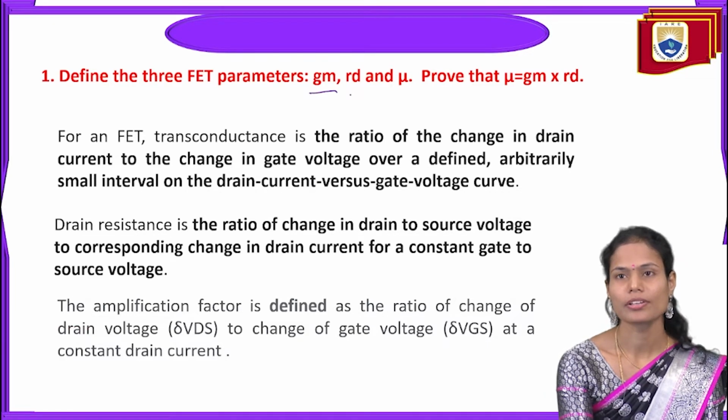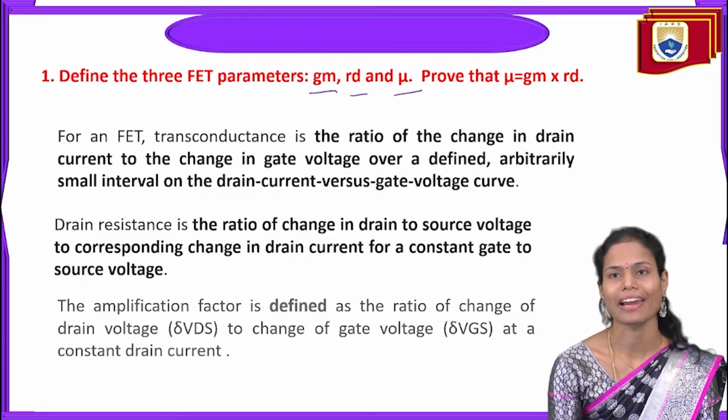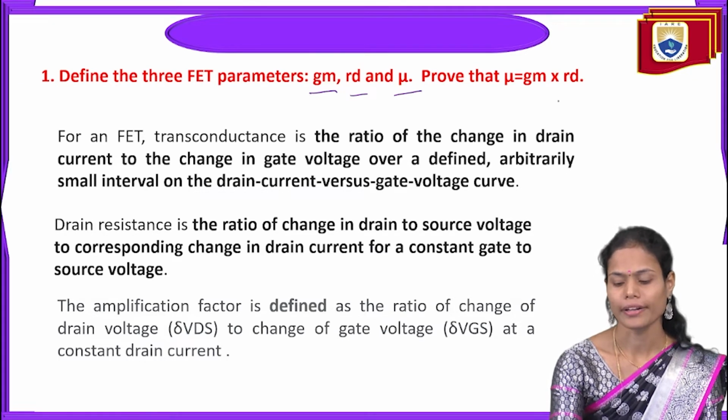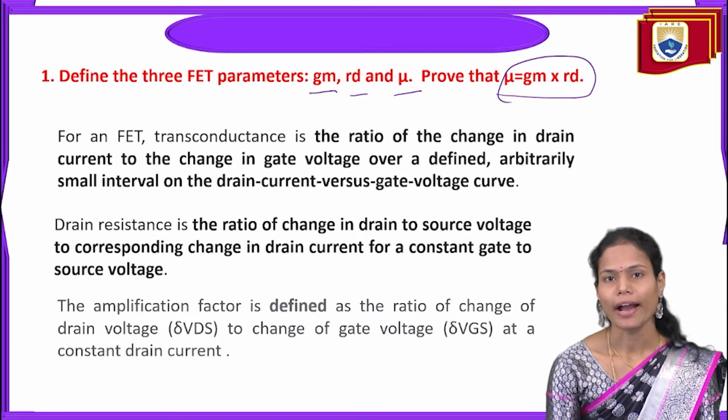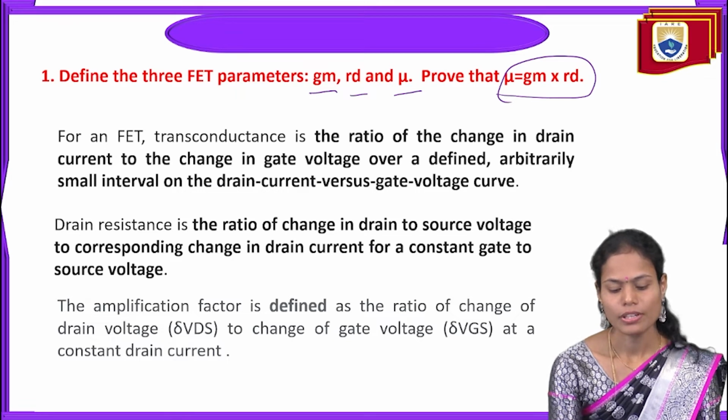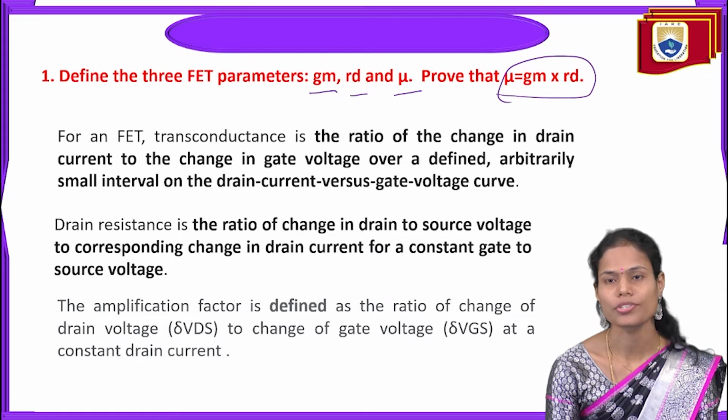That is transconductance, drain resistance and amplification factor of the FET, and we have to prove the relation mu equal to gm into rd. Here transconductance is nothing but the ratio of the change in drain current to the change in gate voltage. This one we can calculate from the drain current versus gate voltage curve. And drain resistance is nothing but the change in drain to source voltage to the corresponding change in drain current for constant gate to source voltage.